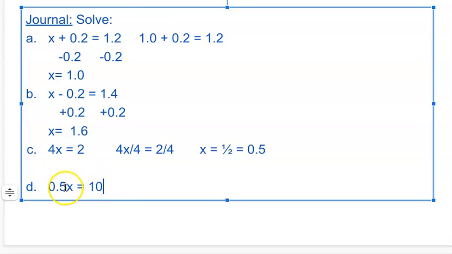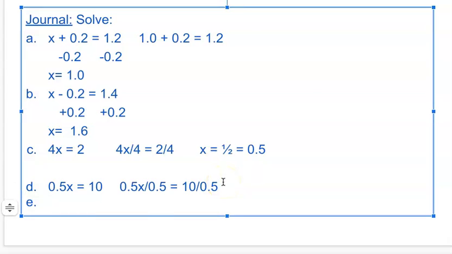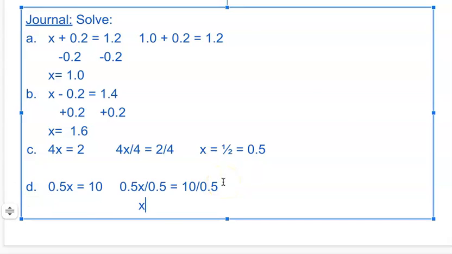The last one, we're going to divide both sides by 0.5. So 0.5x divided by 0.5 equals 10 divided by 0.5. So you're left with just x on this side equals, and then 10 divided by 0.5. I'm going to go ahead and plug it into a calculator. 10 divided by 0.5 would be 20.